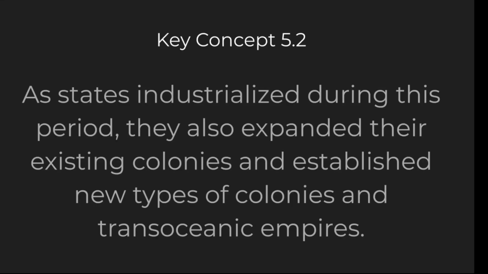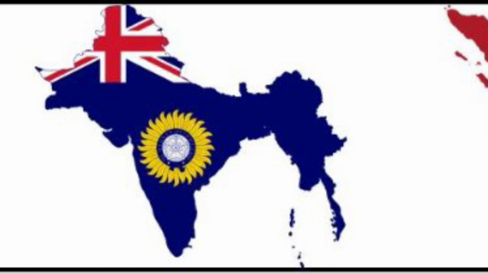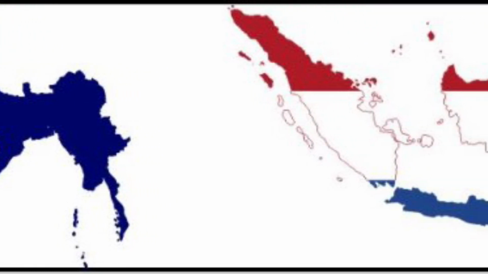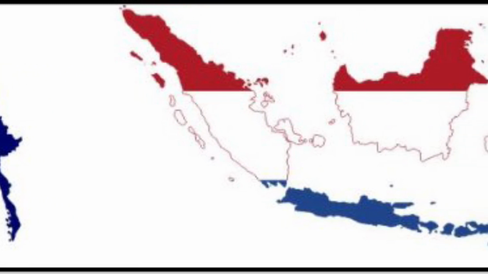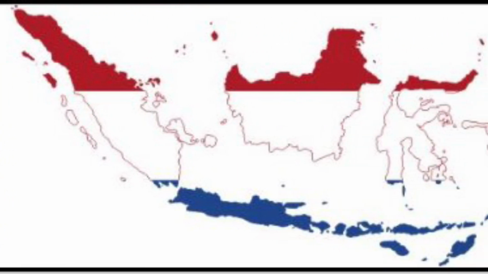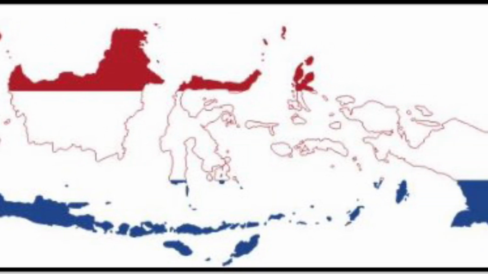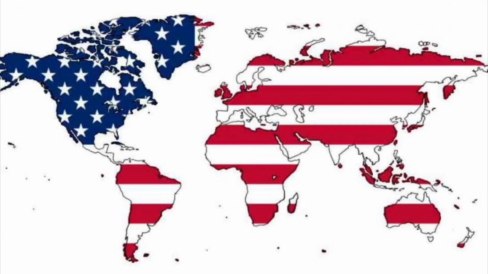Key Concept 5.2. As states industrialized during this period, they also expanded their existing overseas colonies and established new types of colonies in transoceanic empires. Part 1. Industrializing powers established transoceanic empires. States with existing colonies, such as Britain in India or the Dutch in Indonesia, strengthened their control over those colonies.